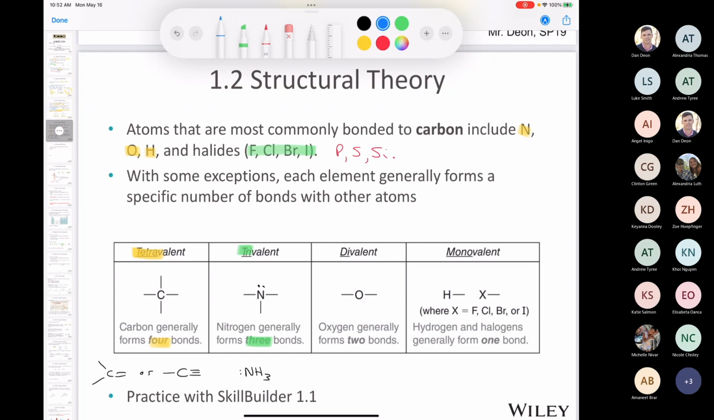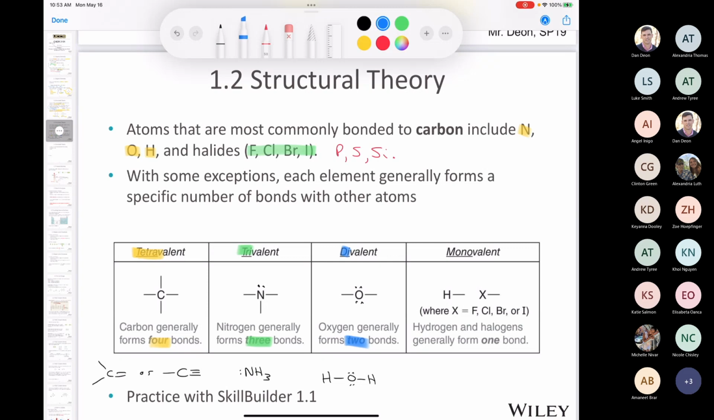Next, we have oxygen, and we say that oxygen is divalent. It, generally speaking, forms 2 bonds. It usually has 2 bonds and 2 lone pairs. And I know what you're thinking. The most classic example of that would be water, right? The oxygen in water has 2 bonds and 2 lone pairs. And I'm sure that that's a Lewis structure that everybody has seen and knows the molecular geometry of the water molecule is bent. And we'll get into that later on in this chapter.